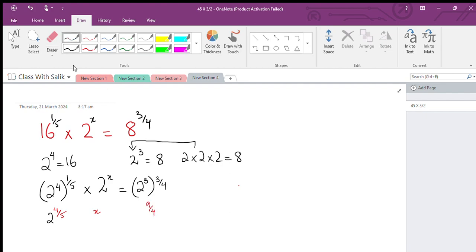Now let's write the bases. 2 and 2. So now we have the same bases. You can see that this is 2, this is 2, and this is 2. We have the same bases.